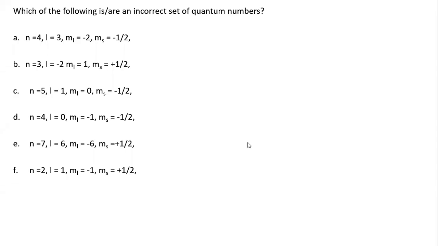So the first question dealt with quantum numbers. We're given a set of quantum numbers, and we want to know which one or ones are incorrect sets of quantum numbers. And just to recap on quantum numbers, there are 4 quantum numbers.